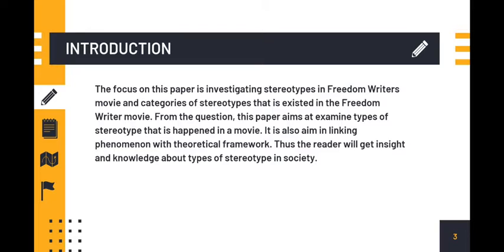The focus of this paper is investigating stereotypes in Freedom Writers movie and the categories of stereotypes that exist in the movie. From the question, this paper aims at examining types of stereotype that happened in the movie. It also aims at linking the phenomenon with the theoretical framework. Thus, the reader will get insight and knowledge about types of stereotype in society.